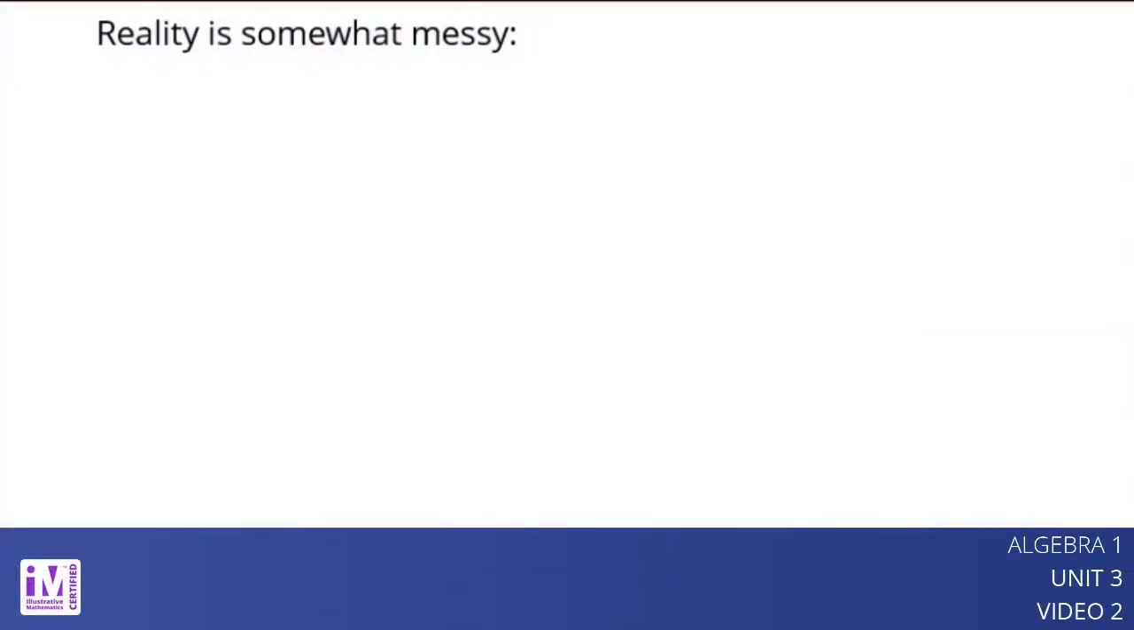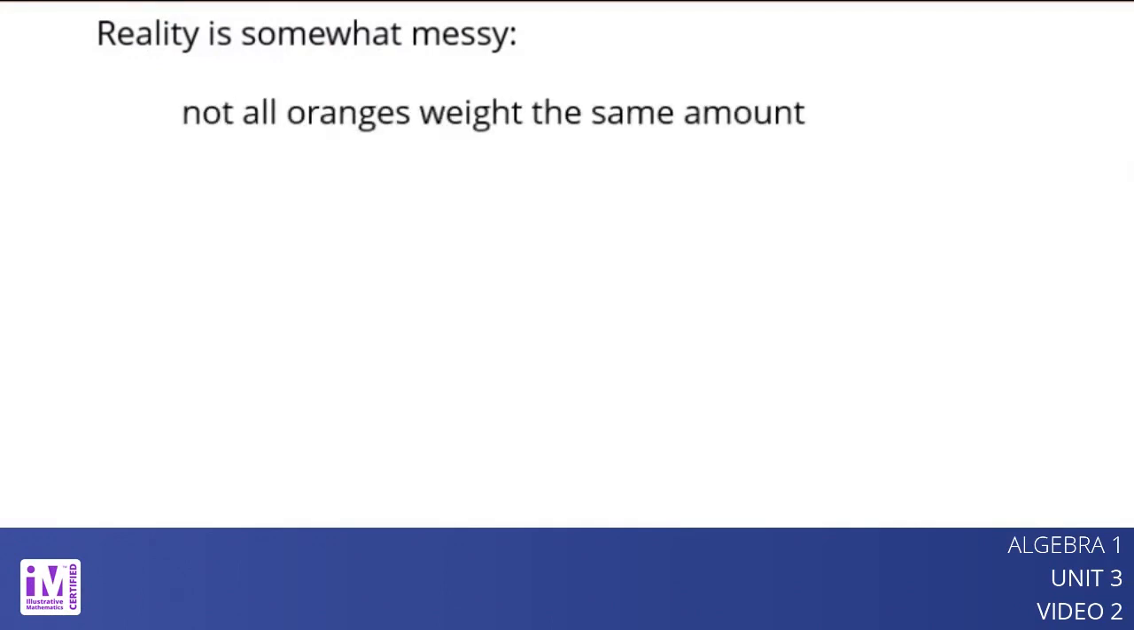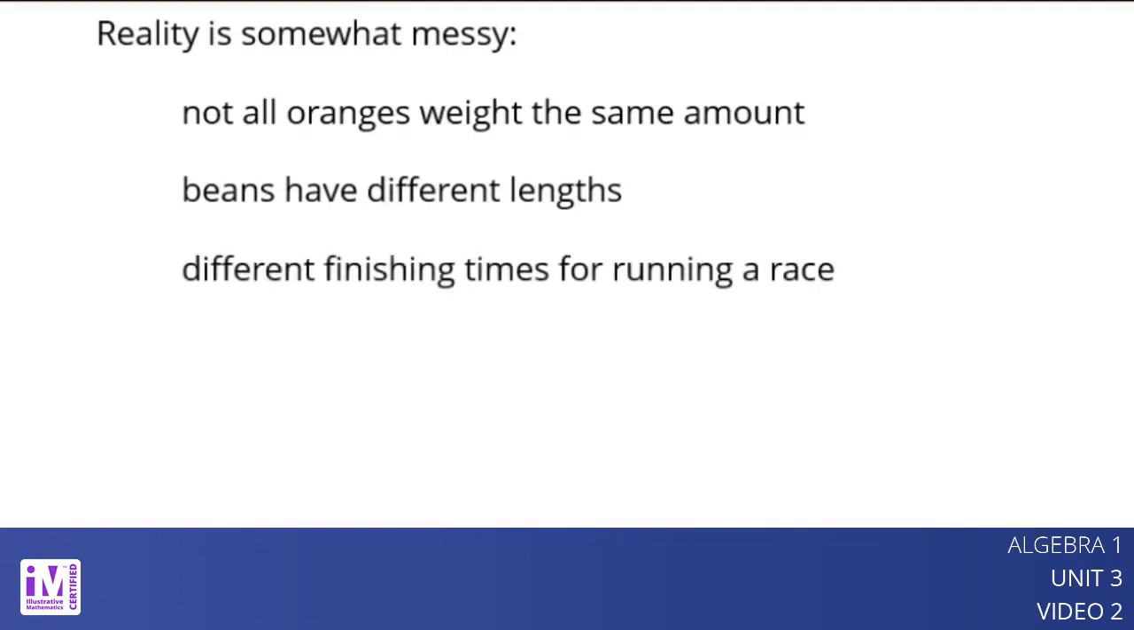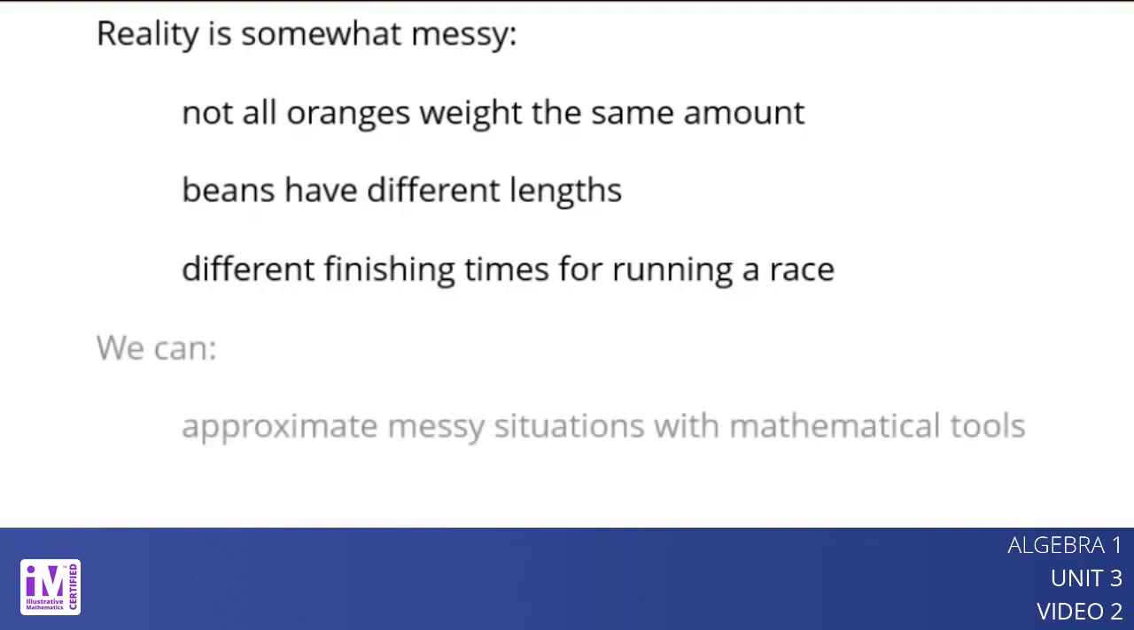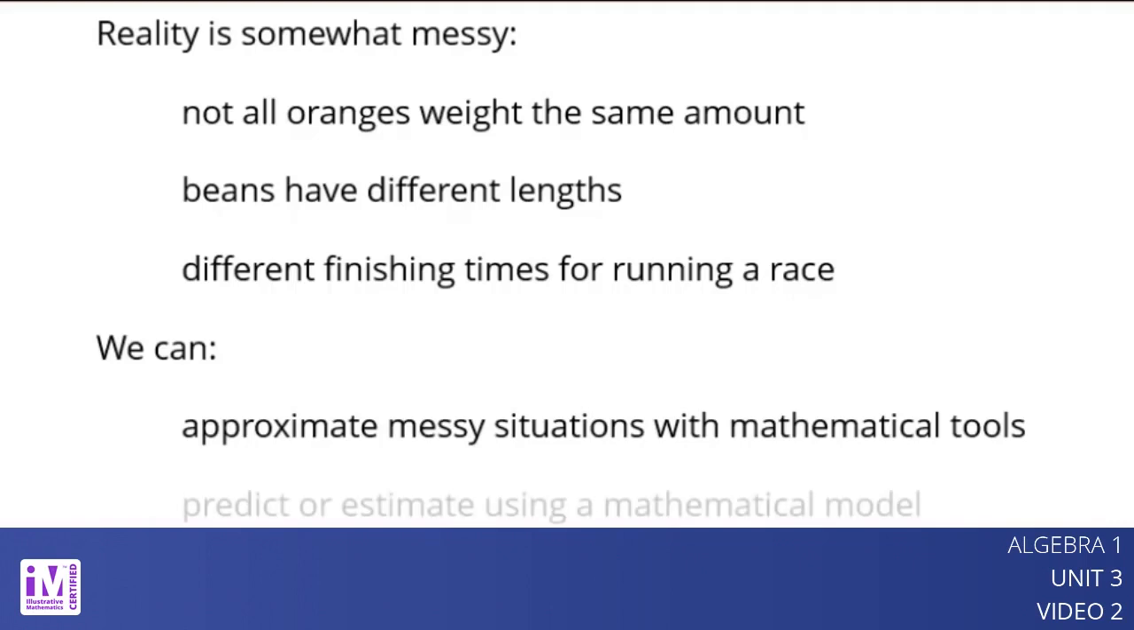While working in math class, it can be easy to forget that reality is somewhat messy. Not all oranges weigh exactly the same amount, beans have different lengths, and even the same person running a race multiple times will probably have different finishing times. We can approximate these messy situations with more precise mathematical tools to better understand what is happening. We can also predict or estimate additional results as long as we continue to keep in mind that reality will vary a little bit from what our mathematical model predicts.